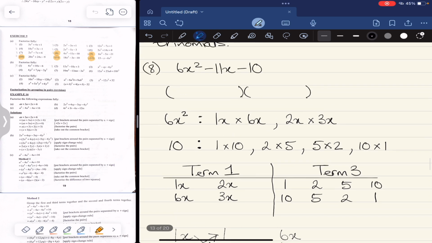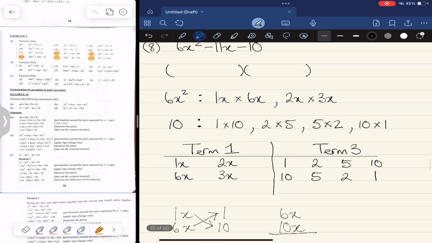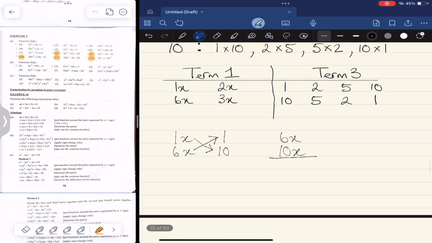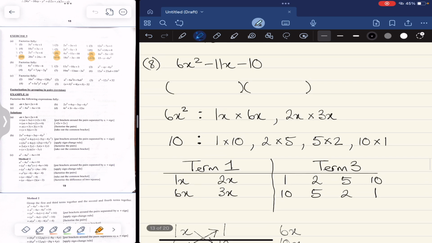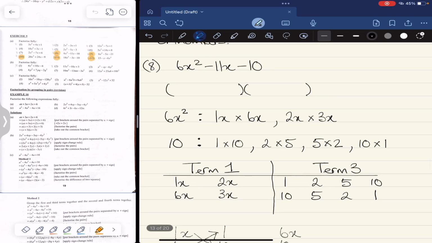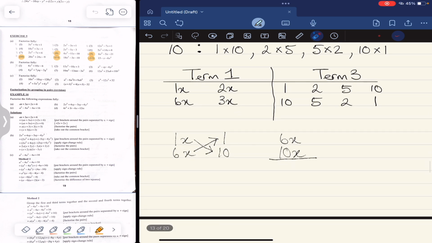I need to add them up and see, are they going to give me the middle term of 11x? And I of course also need to look at my signs. So the rule of signs still remains. In other words, if I have a third term that is negative, then I know that my signs in my brackets are going to be plus minus. It will be different signs. So that still holds in this method.